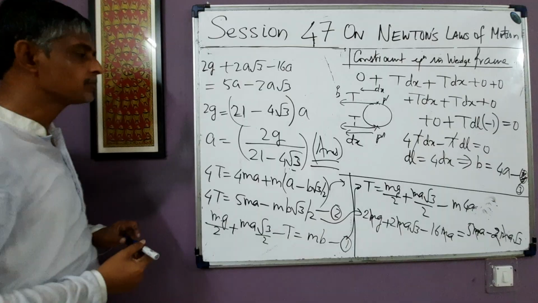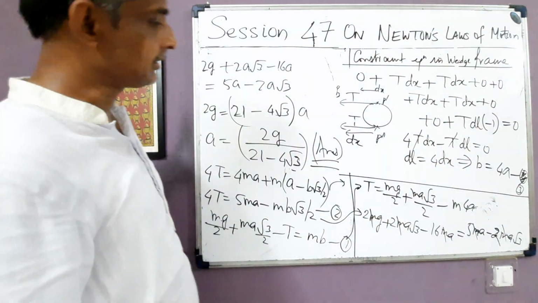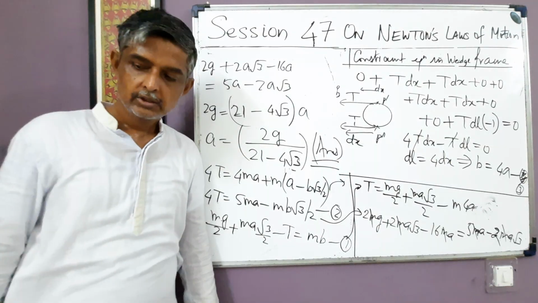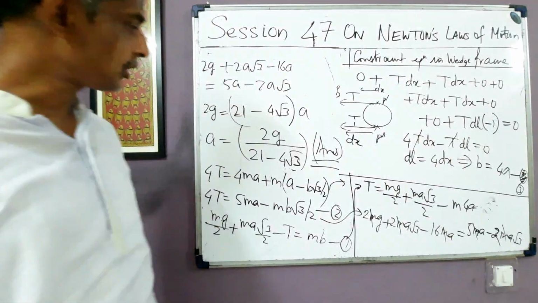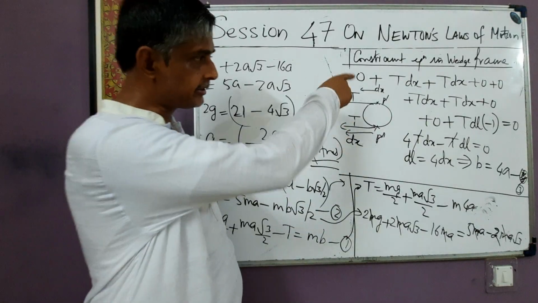So a equals 2g by 21 minus 4 root 3. This is therefore the required answer. Okay, in this problem I have fully demonstrated how to solve the question. I have demonstrated the essential concepts of the constraint theory.